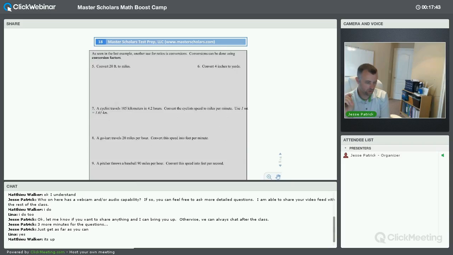So you'll see what I mean as I go through this. The first one we're going to do, I'm going to do a conversion. I'm going to convert 20 feet to miles, but I'm going to do it using a conversion factor. This is one of the simpler ones. You may not even need a conversion factor for this.